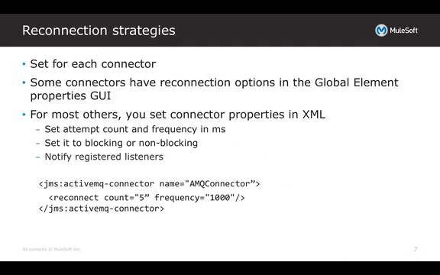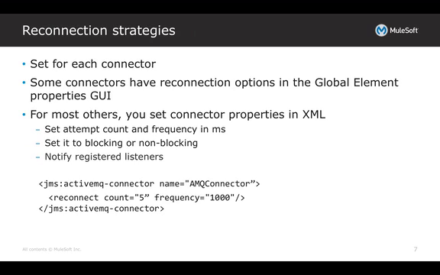To set reconnection strategies, you oftentimes have these in each connector. Some connectors have reconnection strategies in the global elements graphical interface, while others, you need to set it in the XML itself. Common things will be setting attempt count and frequency in milliseconds, setting it to blocking or non-blocking for its reattempts, and to notify a registered listener that you have set up in your application that could potentially handle and do something with it.